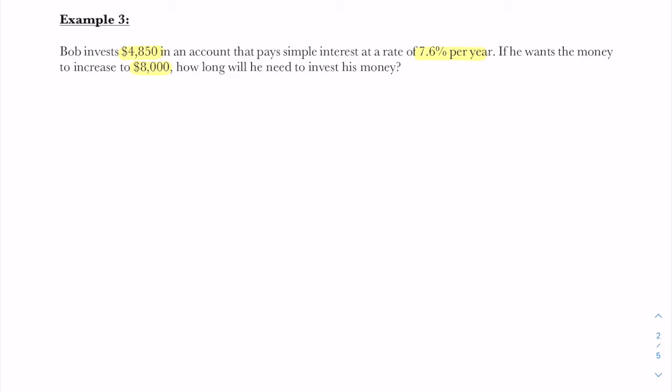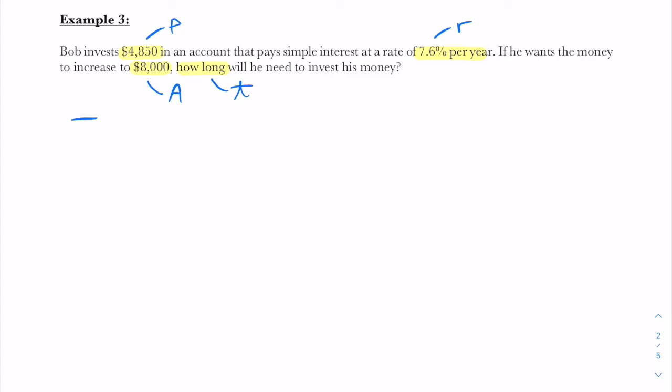So let's look at what we were given. The $4,850 is our principal amount. We have our annual interest rate of 7.6% per year. And in this case, the final value of $8,000 represents A. In terms of how long he needs to wait, this is time. So to find time, we have to use the simple interest formula.